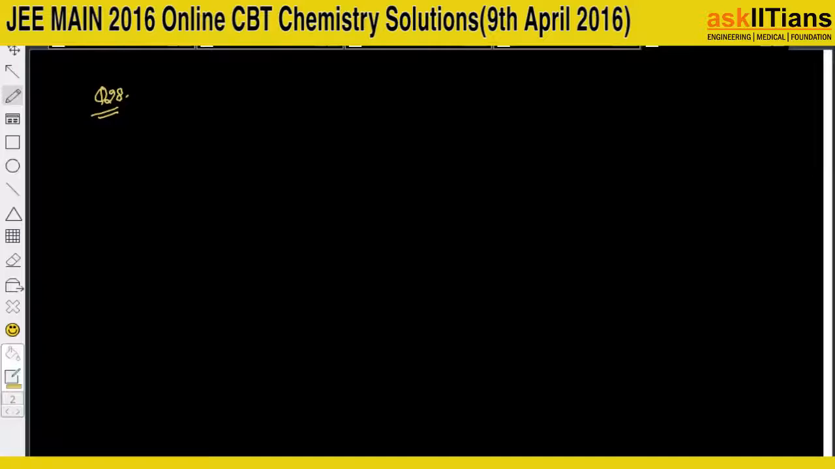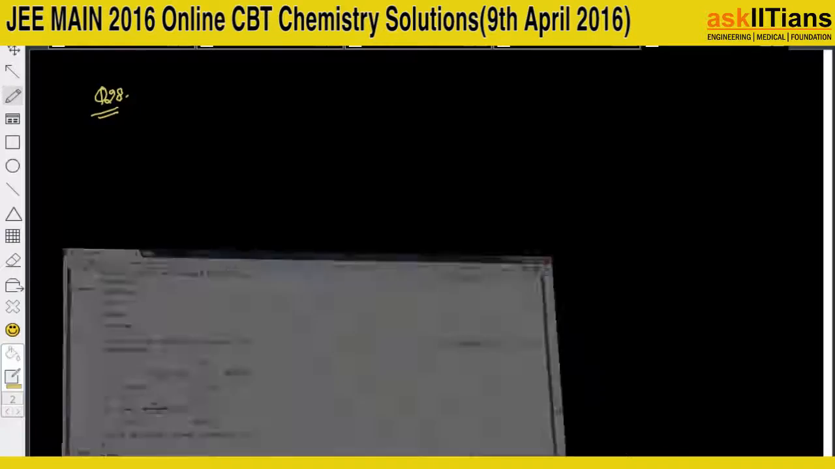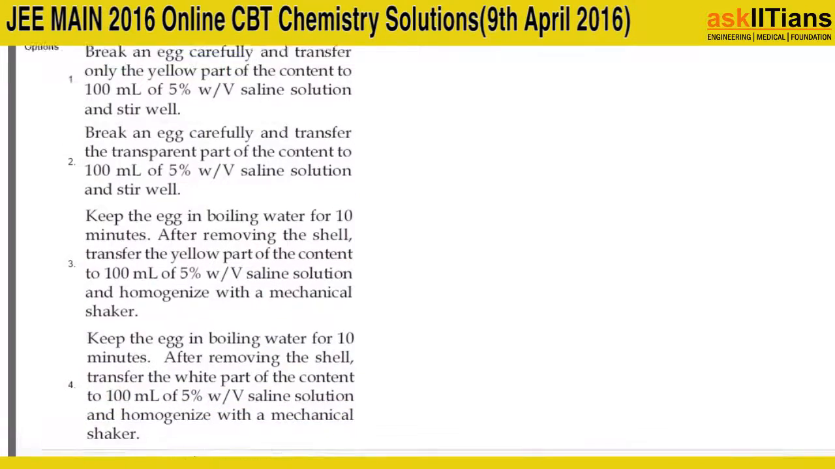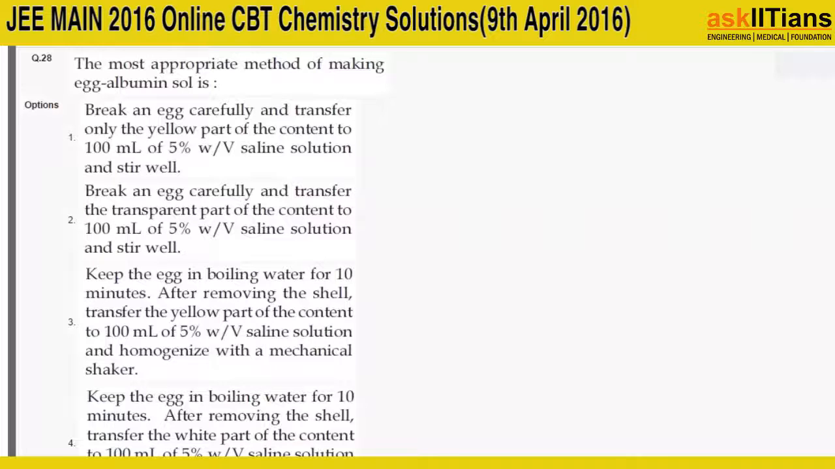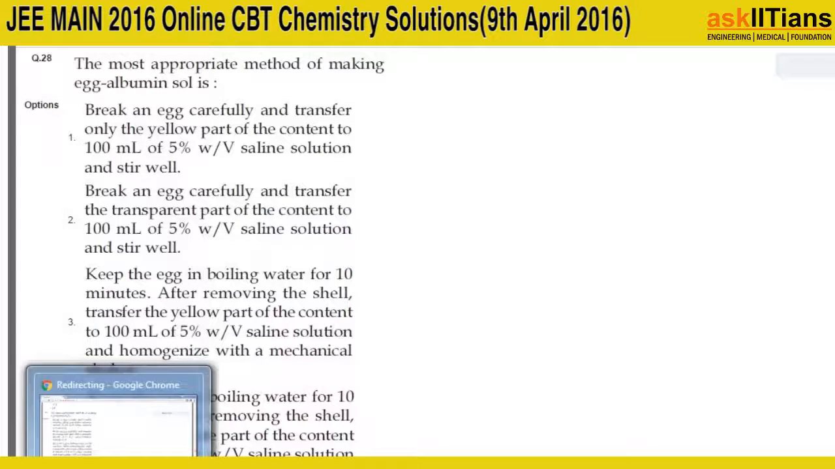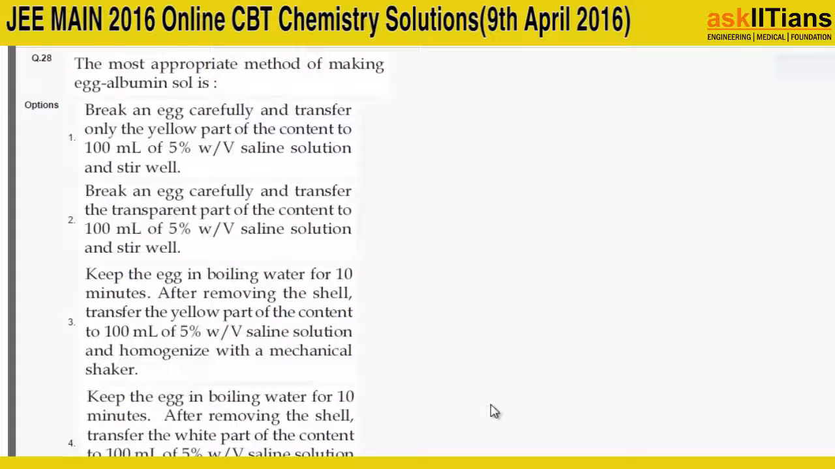Question number 28 states that the most appropriate method of making egg albumin sol is. That means you have to make a sol of egg albumin. So how you have to do the preparation of egg albumin, as a theory part, let me first of all tell you. You need to have the egg and try to boil it in water for some point of time. It can be approximately 5 to 15 minutes. You'll be taking an egg and boiling it in water.